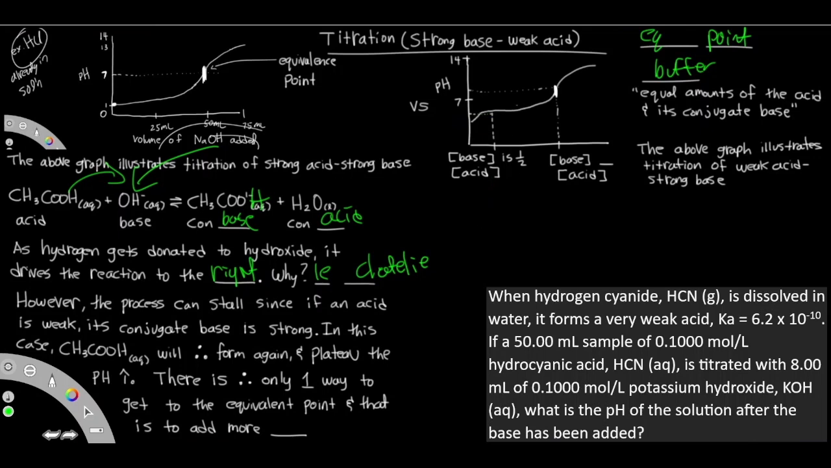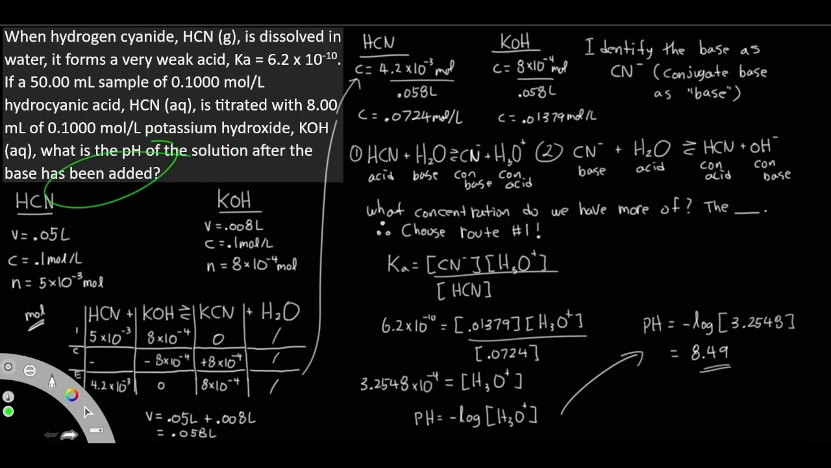Okay, in order to continue to go towards the equivalence point, the only thing to do is add more base, and eventually it's going to hit that equivalence point where the concentration of the base is going to equal the concentration of the acid. What is the pH of the solution after the base has been added? Okay, so obviously we're going to be titrating this HCN with this KOH. Okay, so KOH is going to go in towards the HCN. Obviously this one is going to be in lesser amount, so this is all going to be used up. This one is more, so this is going to be left over.